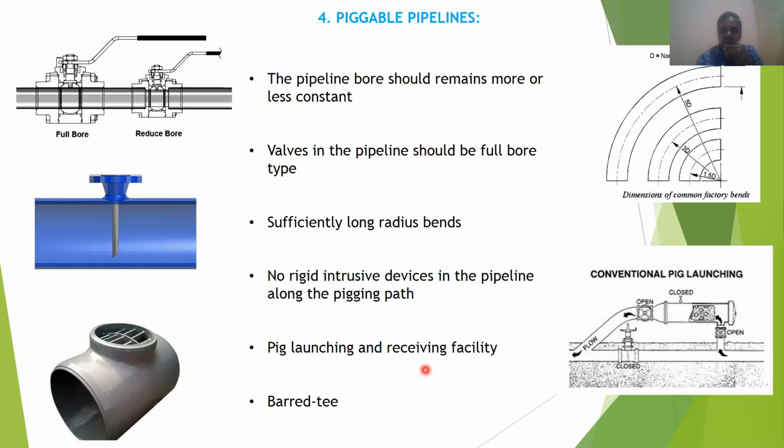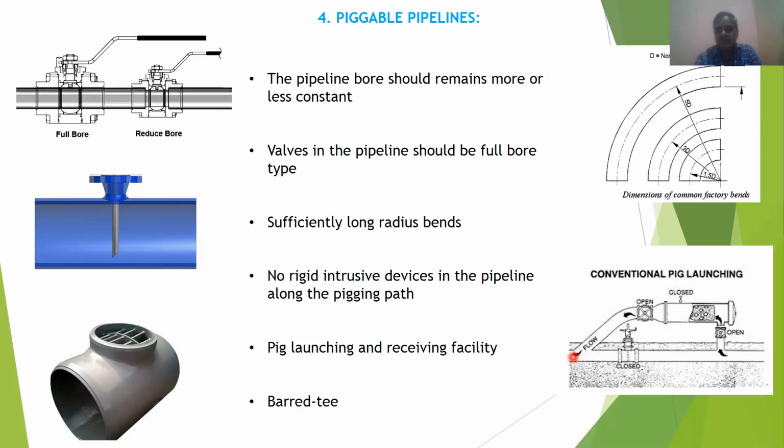Pig launching and receiving facility, barred tee fitting. Whenever you are using a tee, this type of tee should be used. This is called a barred tee. The purpose of this is that the pig can travel directly and cannot go into the flow line. Okay, you can see this conventional pig launching method. This is the way. This is called an overbend. This is called a sag bend.